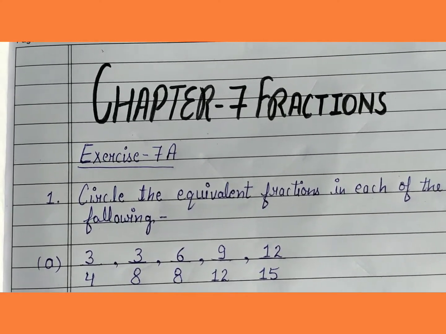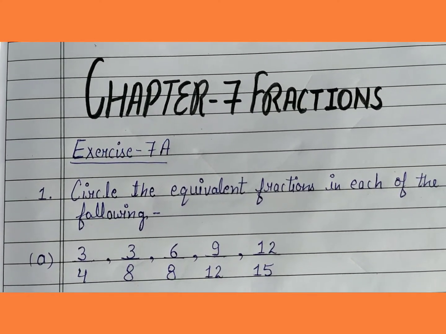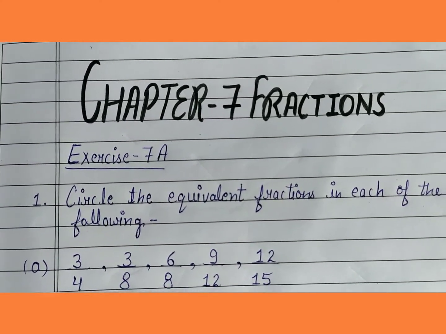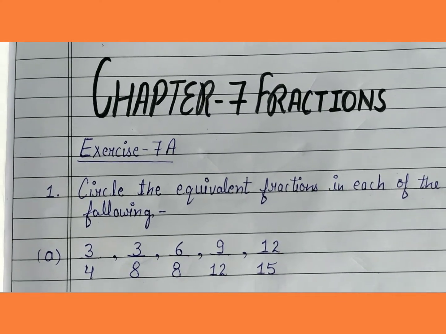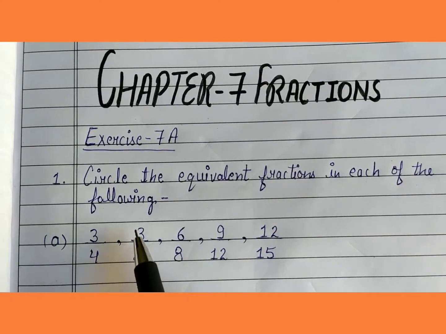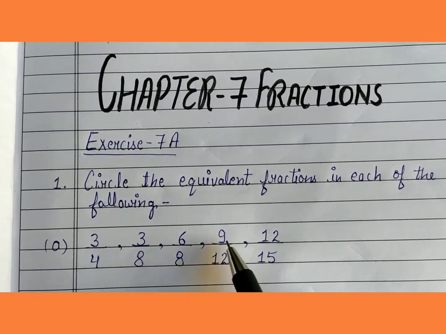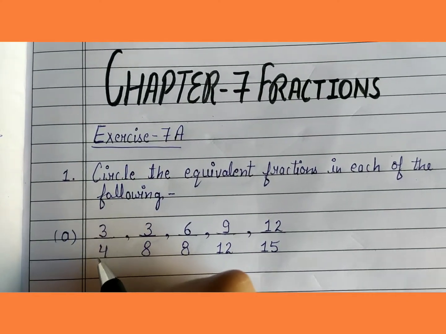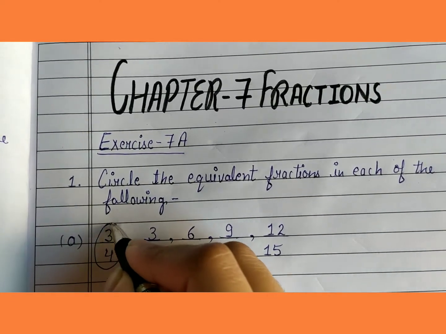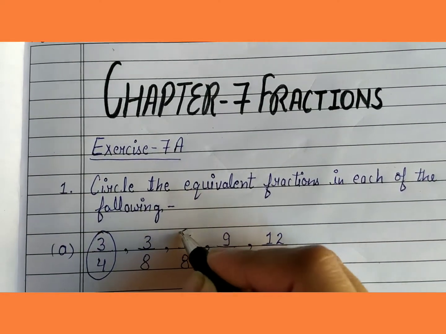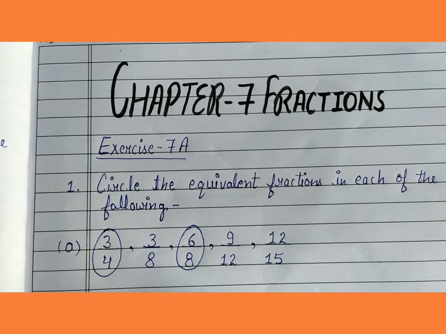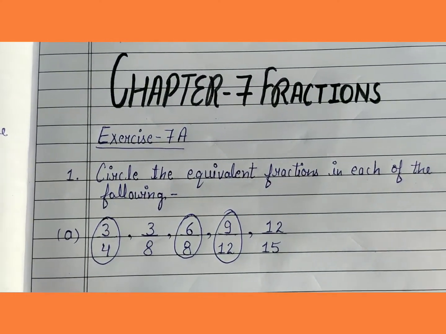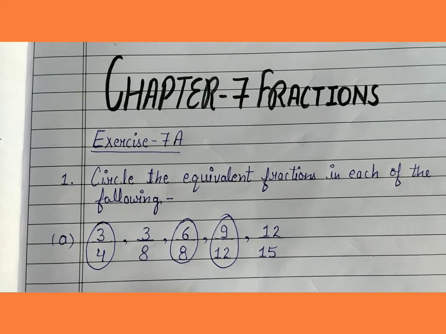Hello children, chapter 7 fraction, exercise 7a, question number 1. Circle the equivalent fraction in each of the following. First is 3 upon 4, 3 upon 8, 6 upon 8, 9 upon 12, 12 upon 15. Children, firstly circle the 3 upon 4, then circle the 6 upon 8, 9 upon 12. These three fractions are equivalent.